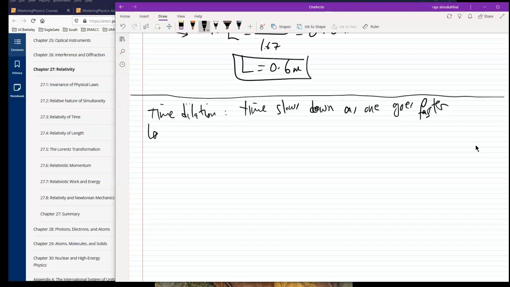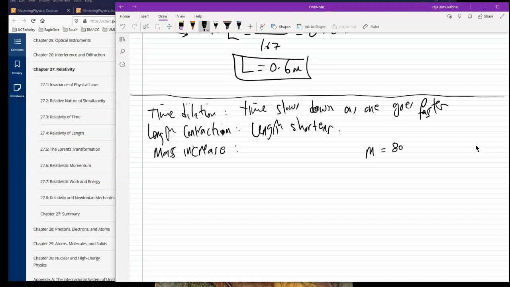And then you have length contraction, which means length shortens as one goes faster. And then you have what is called mass increase. In other words, mass increases as one goes faster. What that means is, let's say I am 80 kilograms. As I go faster and faster, my mass becomes heavier and heavier, more and more. At the speed of light, I would have infinite mass. But basically, that's what it is.